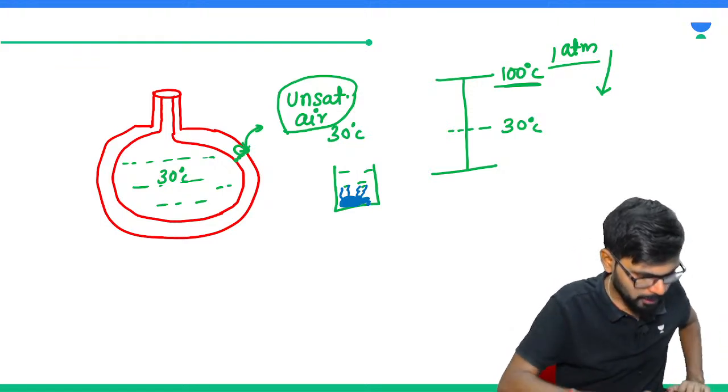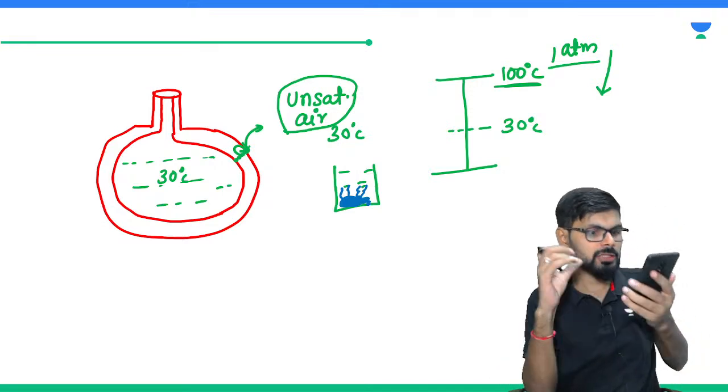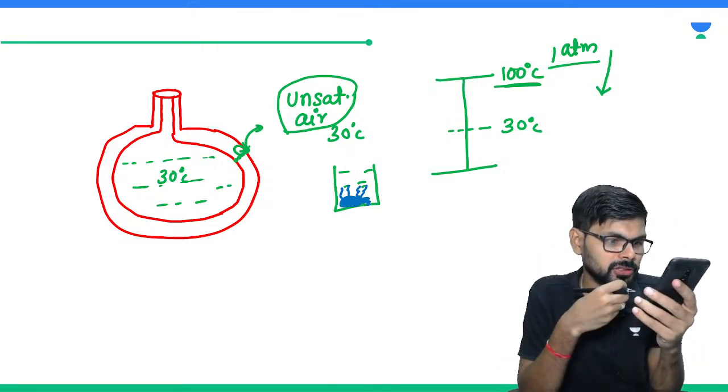Earthen pot evaporation. For the evaporation, it takes heat from the pot itself and the water inside.